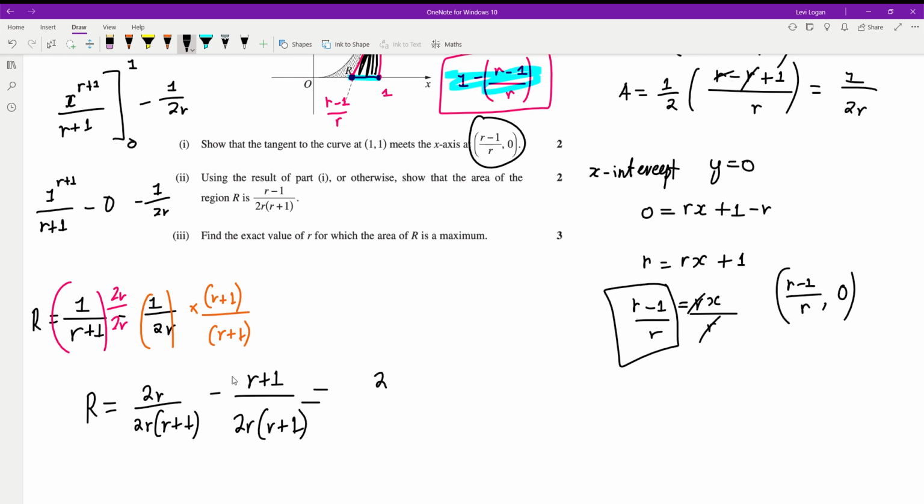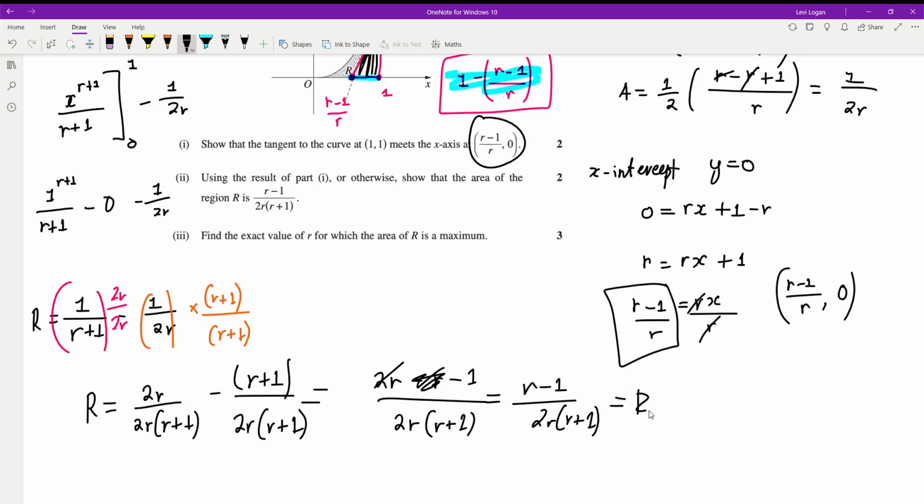Now this negative is corresponding with this entire top bit. So 2r minus r minus 1 on 2r on r plus 1. We can see one of the r's is going to cancel. And what we're left with is r minus 1 on 2r on r plus 1 for our region R. Okay? Which is what they asked for there. Too easy. So that's part 1 and part 2.